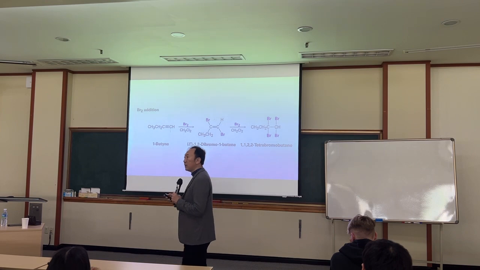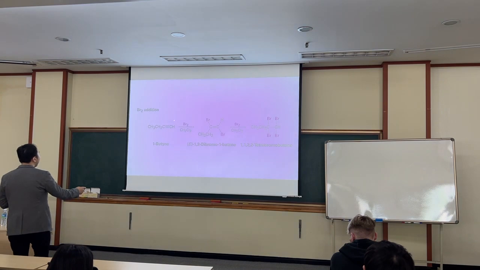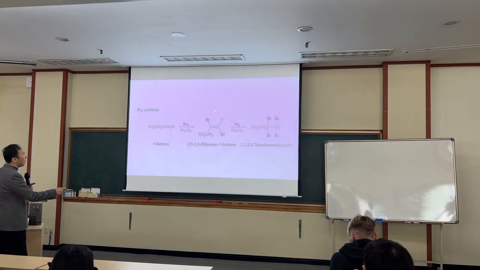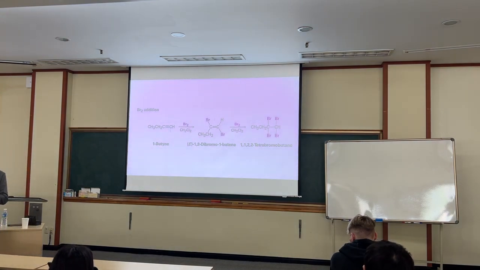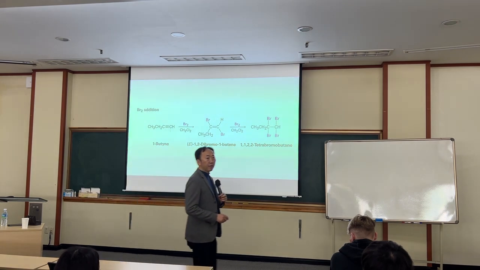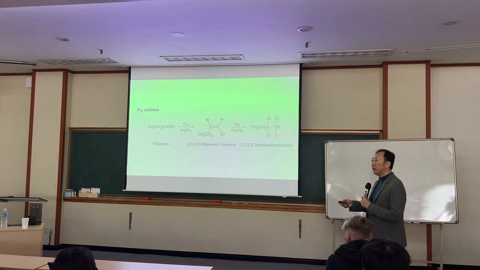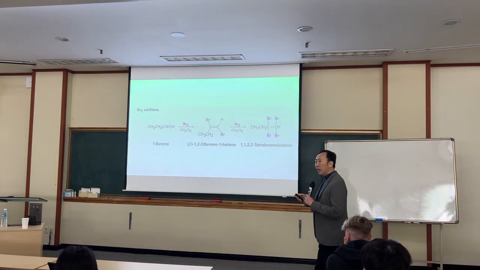Is it a syn addition or anti addition? It's anti addition, similar to epoxide. The bromonium forms and Br minus attacks. That's why it forms this trans form. Then the next reaction again forms a bromonium and then an attack, so it can go further to make the tetrabromo product. So the reaction manner is very similar to alkene. So we have done HX and X2.